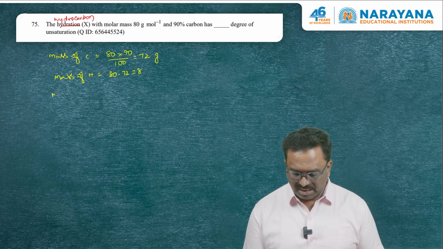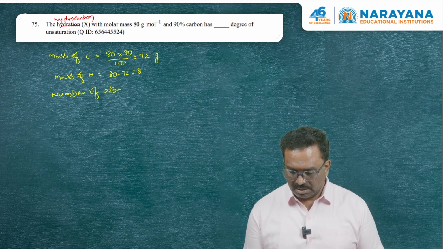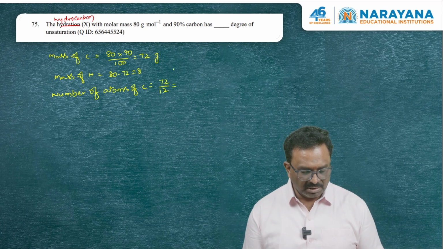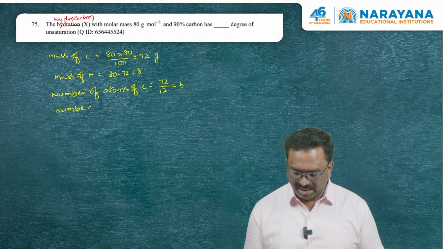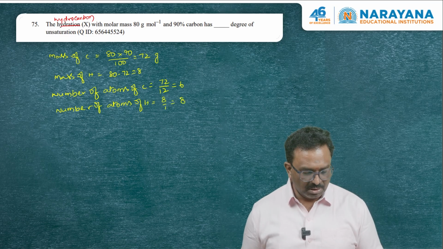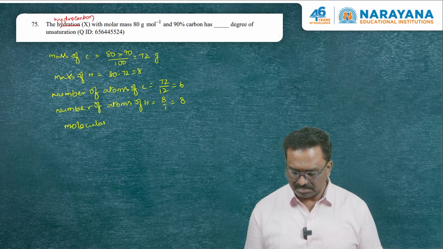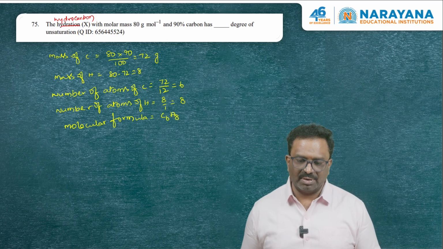Now what is number of atoms of carbon? Number of atoms of carbon 72 by 12, that indicates 6 carbons are there. Number of atoms of hydrogen, which is 8 by 1. So what is this, the molecular formula of this is C6H8 is the molecular formula.